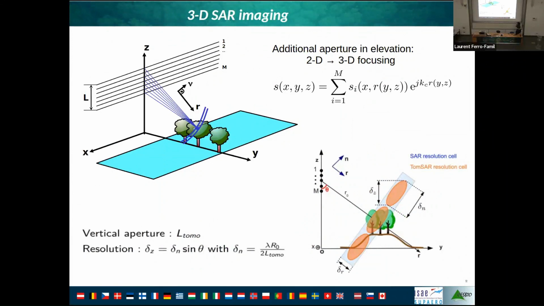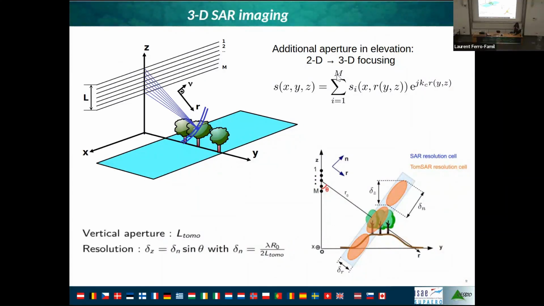So 3D imaging, as was explained by Stefano this morning, consists in combining acquisitions performed at different positions in elevation, for instance, so that you can create a 3D reflectivity cube in X, Y, and Z by coherently combining 2D acquisitions performed from these different elevations.